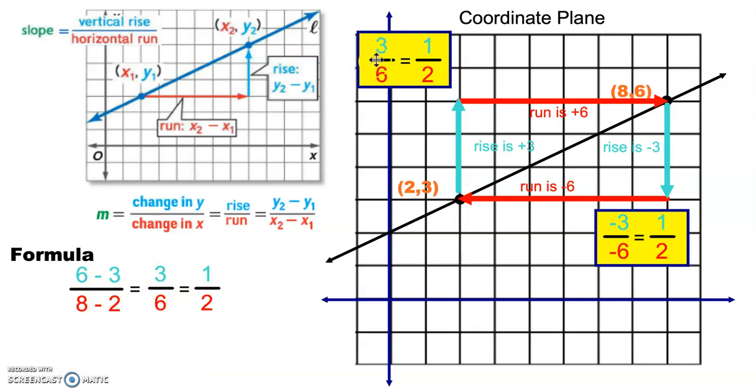Notice that looks a lot like the rise over the run. And that simplifies to 1/2. So even with the formula, I get that same slope. So you can count it on the graph or use the formula.